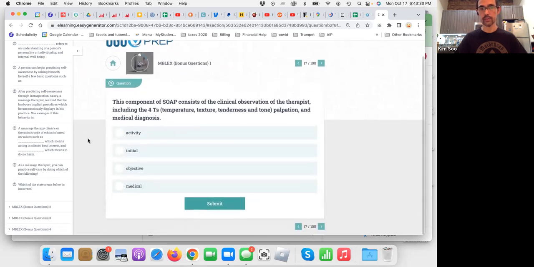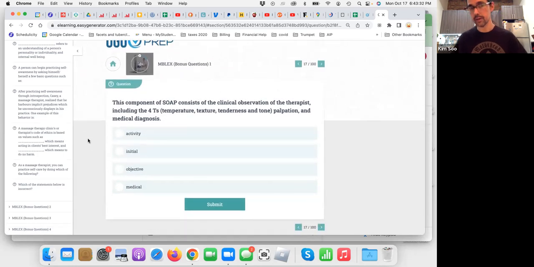Okay, this component of SOAP consists of the clinical observation of the therapist, including the 4 T's: temperature, texture, tenderness, and tone, palpation, and medical diagnosis. This component of SOAP, is it the activity, the initial, the objective, or the medical? It'd be the objective because that's information that you take regarding what you feel.